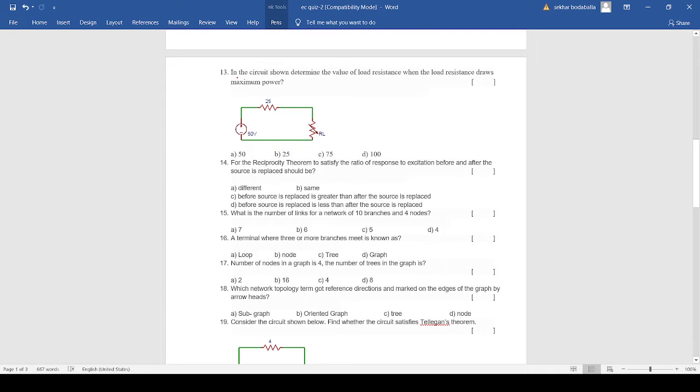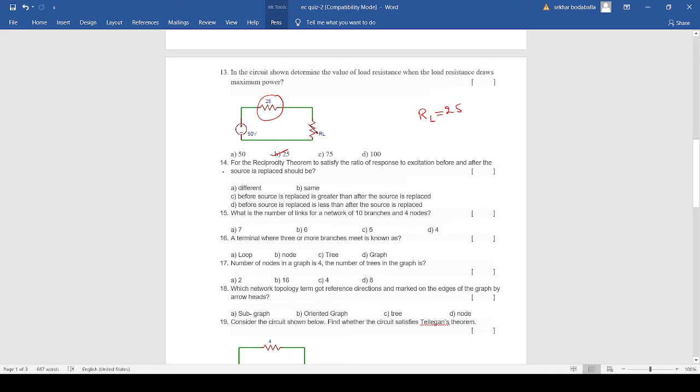Let us see the 13th question. In the circuit shown, determine the value of load resistance when the load resistance draws maximum power. According to the maximum power transfer theorem, when load resistance is equal to source resistance, maximum power is transferred from source to load. So if I take RL such that it is equal to the source resistance, that is RS is 25 here, so if I keep RL equal to 25, then maximum power will be transferred from this 50 volt source to the load resistance RL. So RL is equal to 75. So option B is the correct answer.